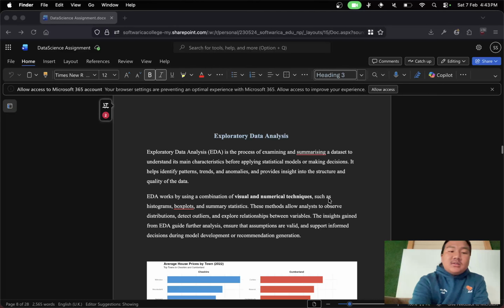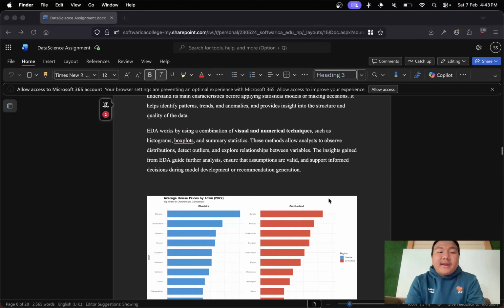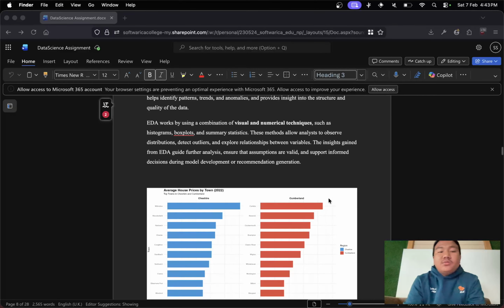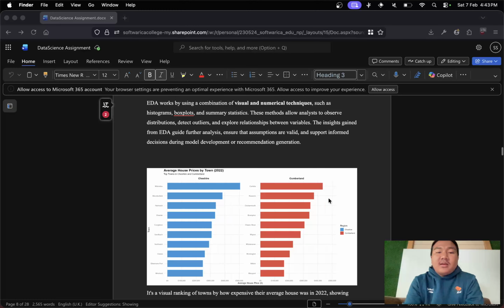Exploratory data analysis and linear modeling. Exploratory data analysis, EDA, was done using charts and graphs like bar charts, line graphs, box plots, and scatter plots to find patterns and trends. We also applied linear regression modeling to study relationships between variables.